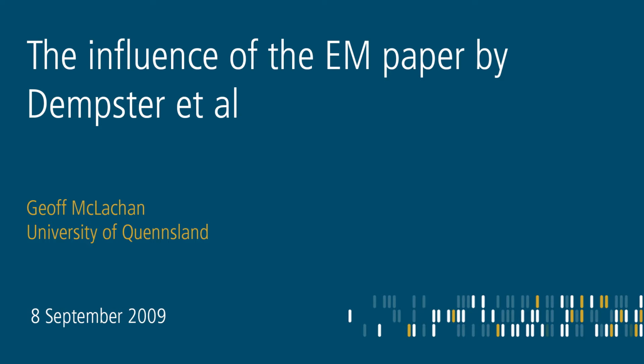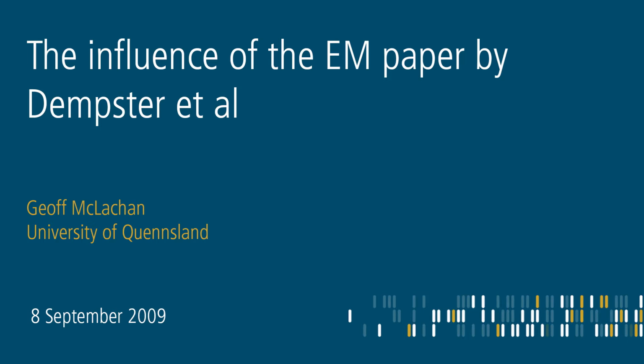Dempster, Laird and Rubin were forthright in their opinion about this algorithm, and almost 33 years later, I think most people would agree with their assertion about this algorithm. Now, the outline of the talk: I'm just going to give a brief definition of the EM, look at perhaps some history before it, and then some comments on the impact of it.